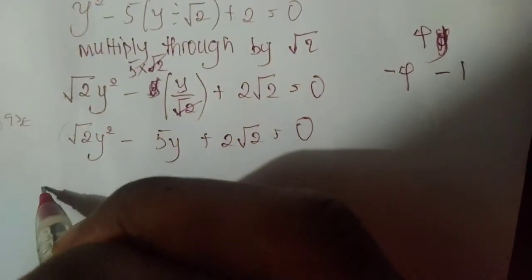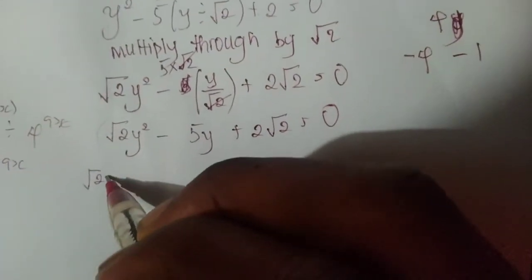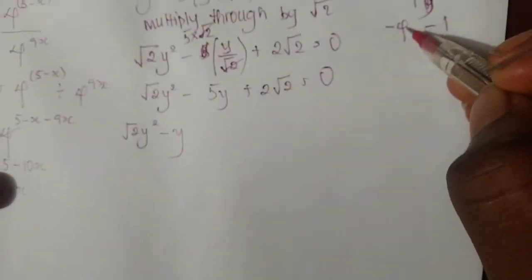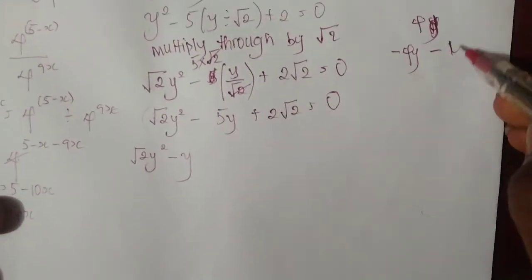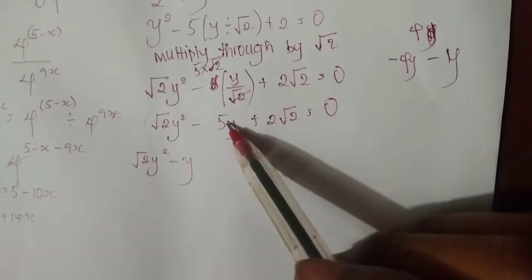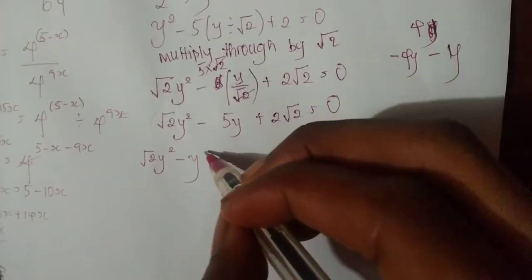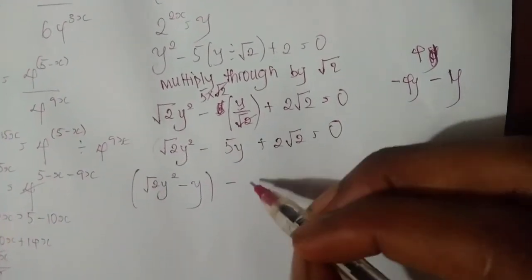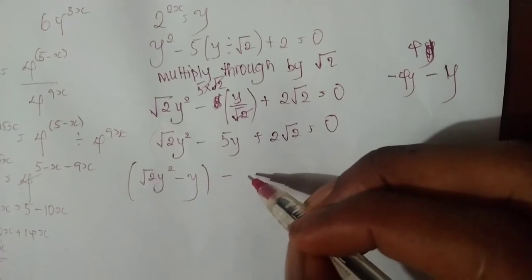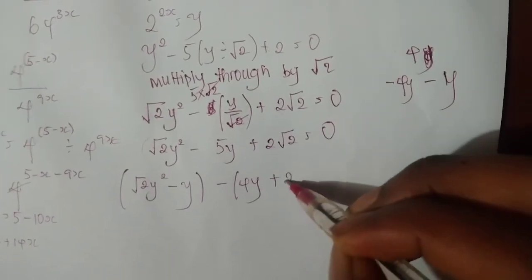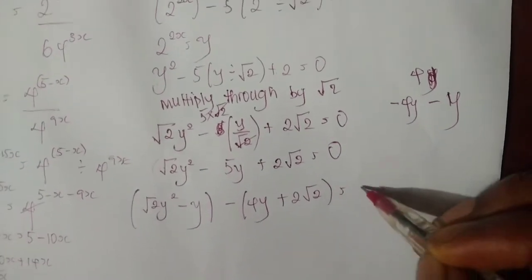So this is root 2 y squared minus y. Remember, this is -4y and this is just minus y, because -y minus 4y is -5y. So we have that. Put it in brackets, minus, put it in brackets, minus 4y plus 2 root 2 is equal to 0.